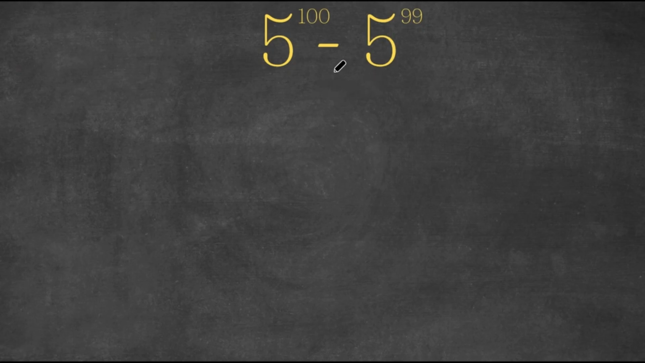And what we're first going to do is we're going to expand this a little bit. Why don't we change the 5 to the power of 100 into 5 to the power of 99 plus 1. All we're doing is changing this exponent 100 into 99 plus 1, which is all completely legal. And we're still subtracting this with 5 to the power of 99. We're not changing anything with that.